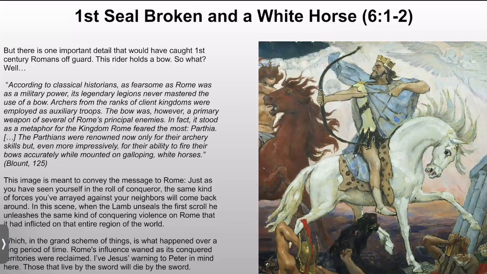Well, Brian Blount writes of this, "According to classical historians, as fearsome as Rome was as a military power, its legendary legions never mastered the use of a bow. Archers from the ranks of client kingdoms were employed as auxiliary troops. The bow was, however, a primary weapon of several of Rome's principal enemies. In fact, it stood as a metaphor for the kingdom Rome feared the most, Parthia. The Parthians were renowned not only for their archery skills, but even more impressively, for their ability to fire their bows accurately while mounted on galloping white horses."